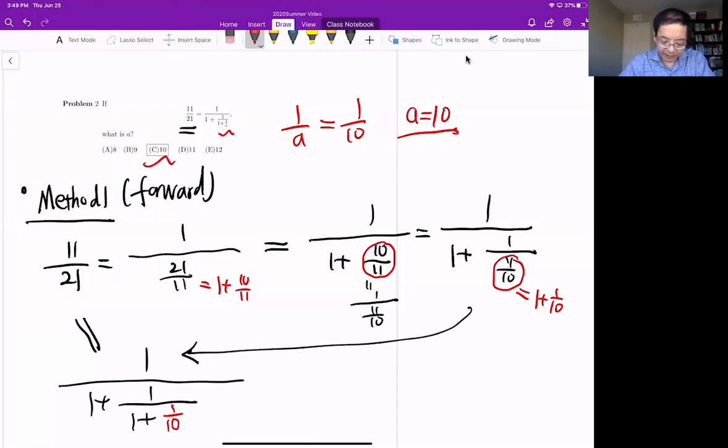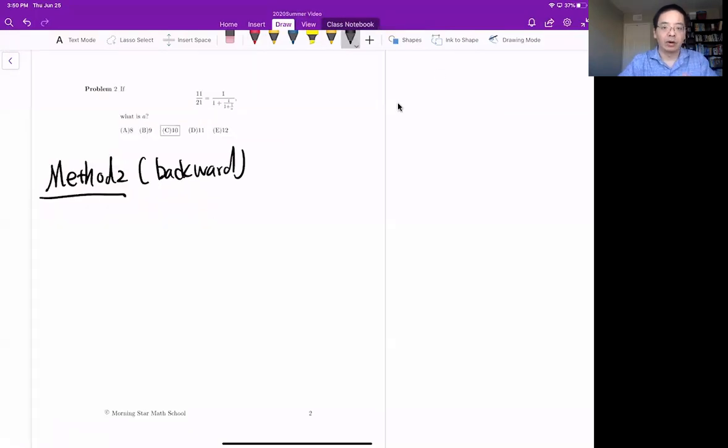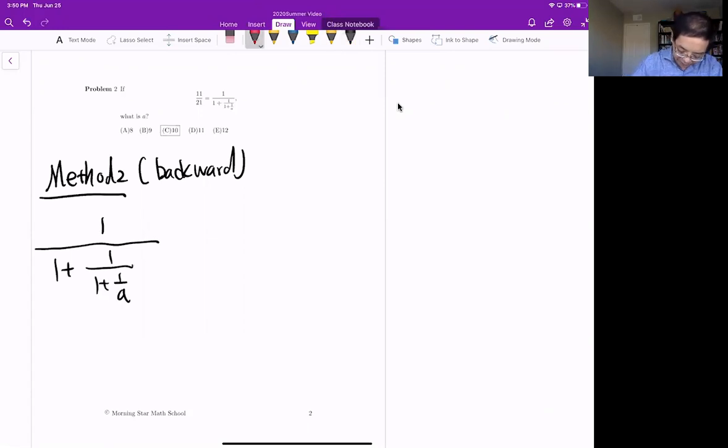Now, let's look at the second approach. The second approach will go backward, using some algebra. All right. For the second approach, we go from the right-hand side. So let's look at the right-hand side. That's 1 over 1 plus 1 over 1 plus 1 over a, right? Okay, so first let's figure out 1 plus 1 over a. Okay, so let's put it here. So 1 plus 1 over a. So this is the addition of two fractions, except here we have a letter a. So the method is the same, right? So we first just use the same.